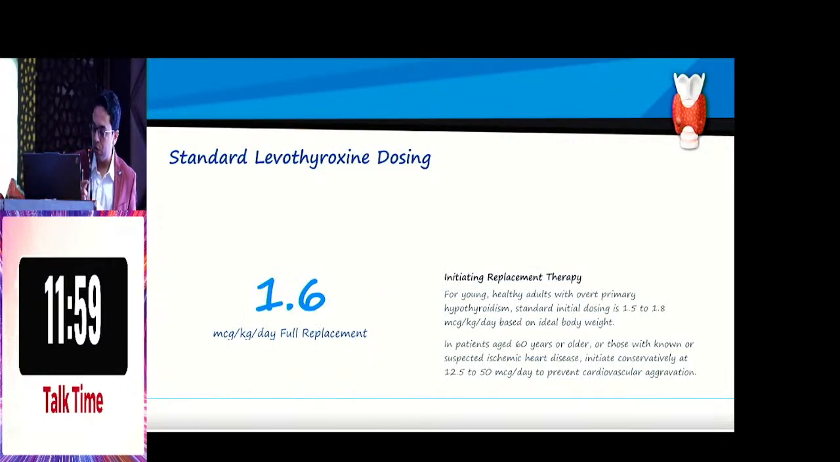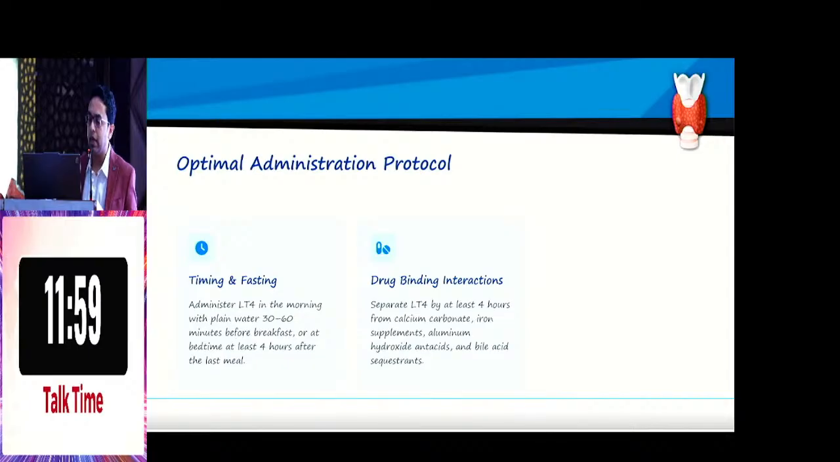The standard dosing for this patient would be 1.6 microgram per kg per day. So we have started, and the basic point of replacement is timing: you should give this medicine fasting. Thyroid की दवाई हमेशा खाली पेट ही देना है. The patient should not take anything for 30 to 60 minutes. If the patient misses one dose, the patient can take a double dose the next day, because the half-life of the medicine is 7 days. It will not make much difference.